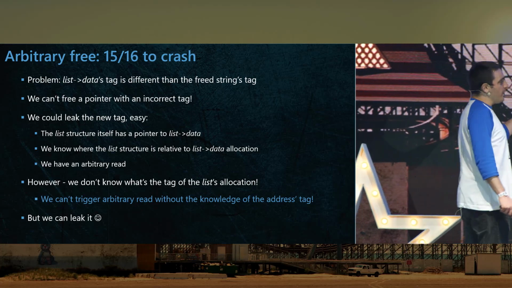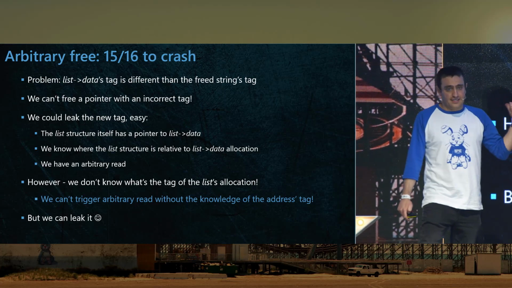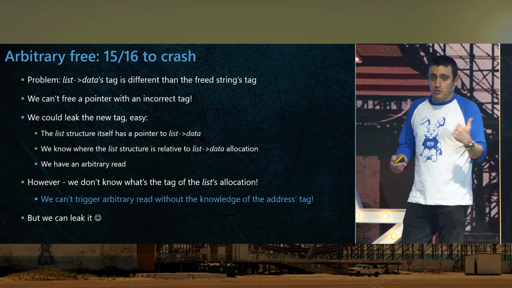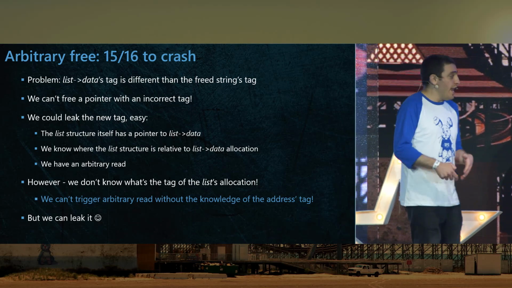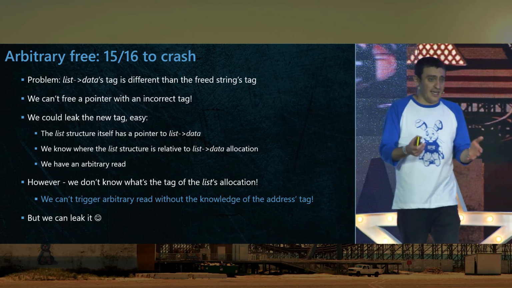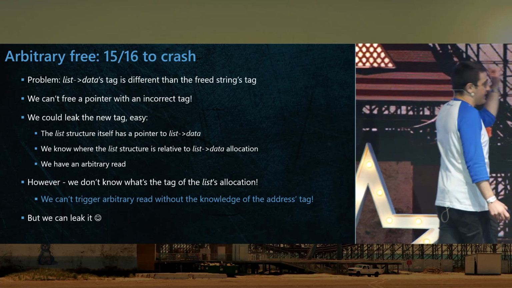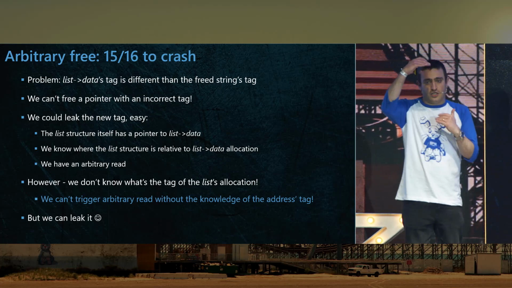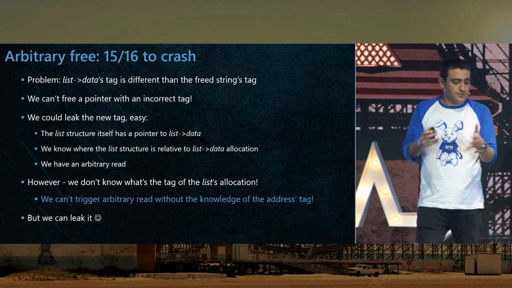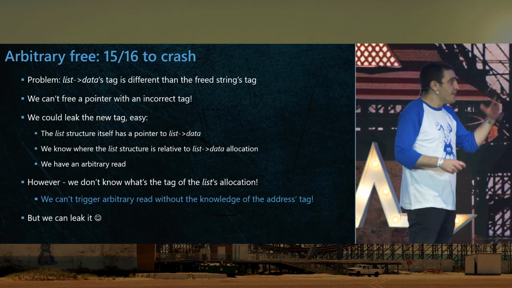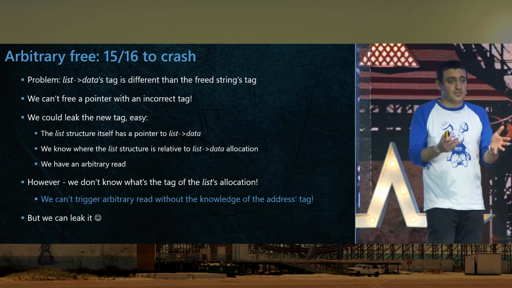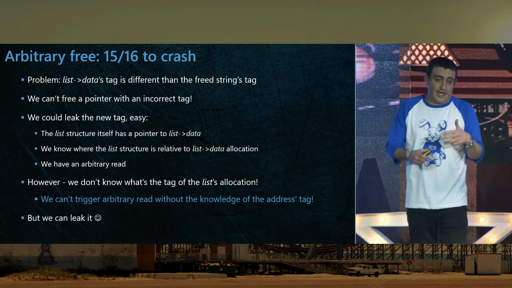So if we leak the current tag of the list data array, we could call arbitrary free. And we are very lucky because we have arbitrary read, we have a really deterministic allocator, and we know exactly where the list structure is. This is the structure that I showed you at the beginning of our talk. And the list structure clearly has a pointer to list data. So let's just use arbitrary read and leak this tag, and we are done.